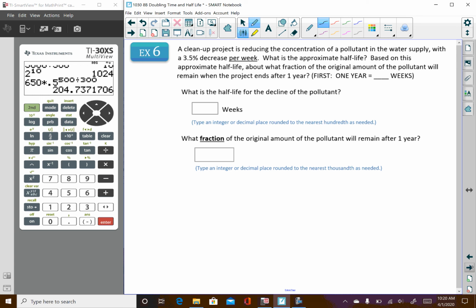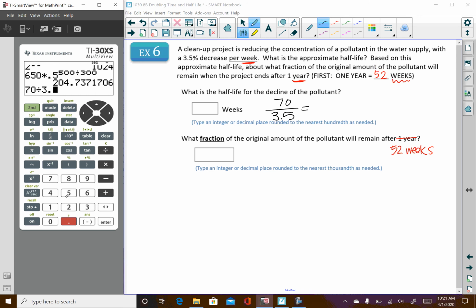So first of all, before we get too far into this, our time periods do not match. Our rate is given to us as a per week number, and our question is about 1 year. So we're going to convert that 1 year into weeks. And if you didn't know, 1 year is 52 weeks. So we're going to use that 52 weeks in place of 1 year when we get to that problem. Okay, so what is the half-life? Well, we just take 70 and we divide it by 3.5. That's 20 weeks.